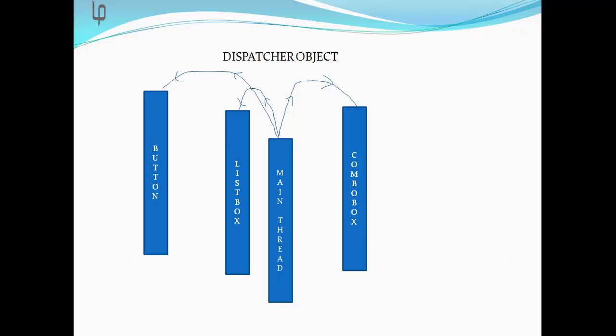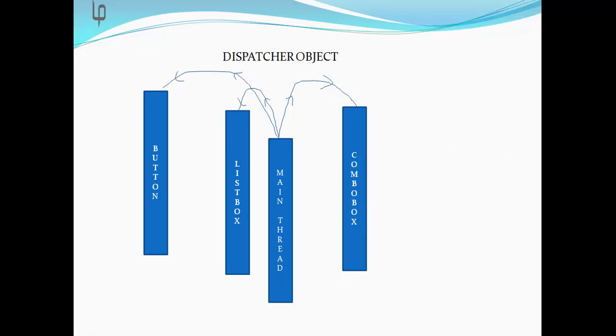This is where the dispatcher object comes into picture. The dispatcher object maintains a queue of work items in each of these threads. Say in this case a main thread wants to modify the text of the button. It has to tell the dispatcher associated with the button thread to add a work item in the queue to modify the name of this button.